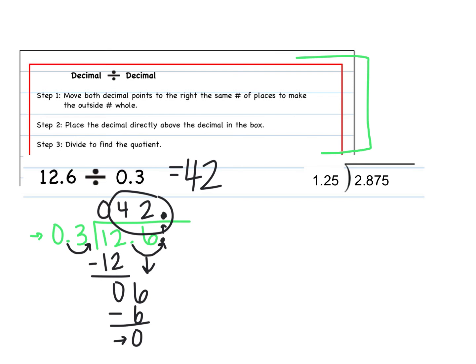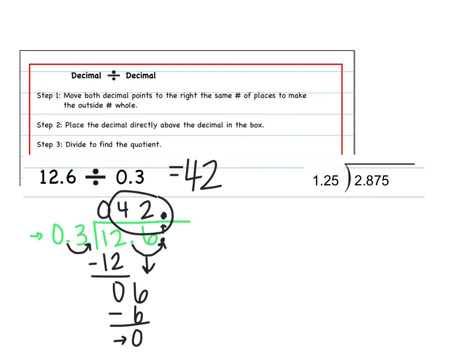Next one, we already have the division bracket done, so I'm not going to worry about rewriting it at all. Just erase what's here so I have more space to work. So we are seeing how many times does 1 and 25 hundredths fit into 2 and 875 thousandths.